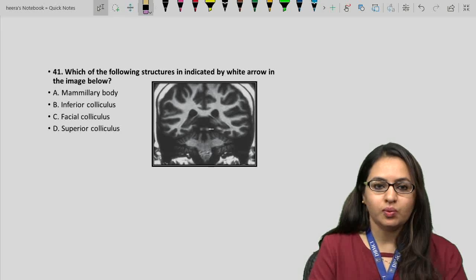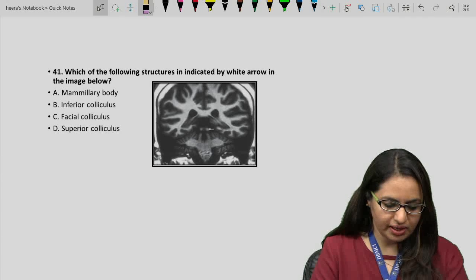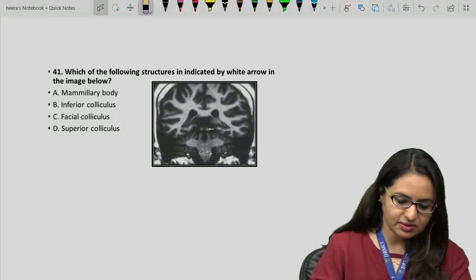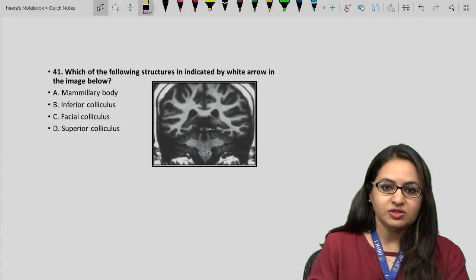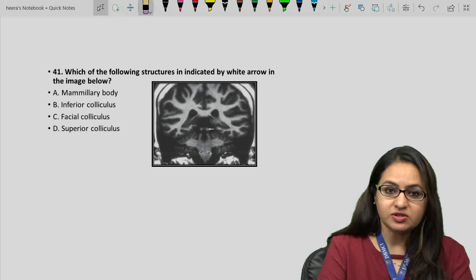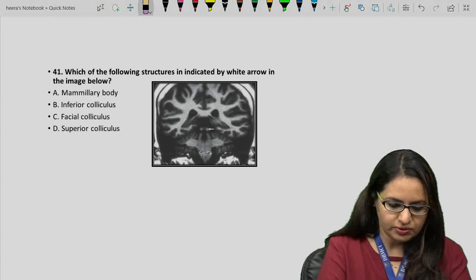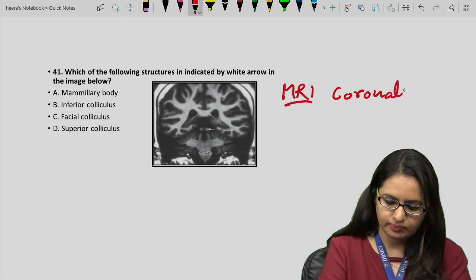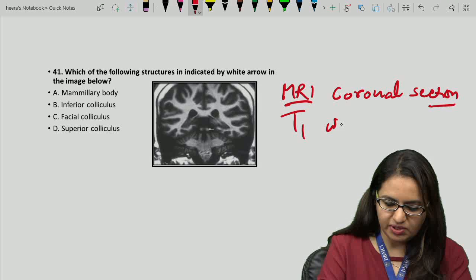The question number 41 is an MRI image, in which it asks which of the following structures is indicated by the white arrow in the image below. Now, this is an MRI image, and the section is the coronal section. And this is a T1 weighted image.